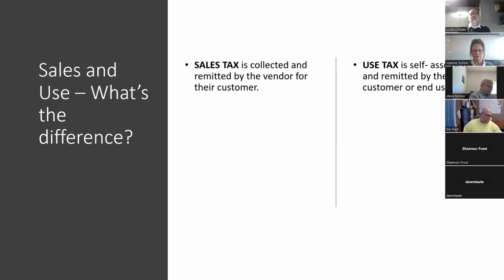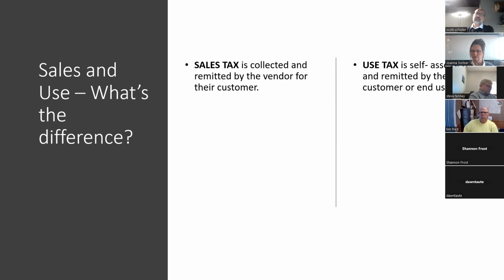So what is the difference between sales and use tax? Sales tax is collected and remitted by the vendor who is selling either a service or a product. They're essentially deputized by the state to collect those taxes and remit them. If they collect taxes and don't remit them, that of course is fraud.